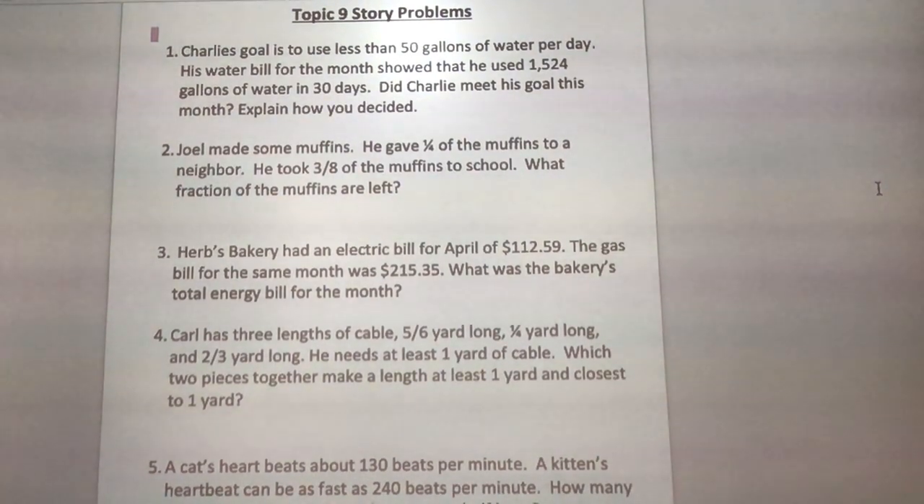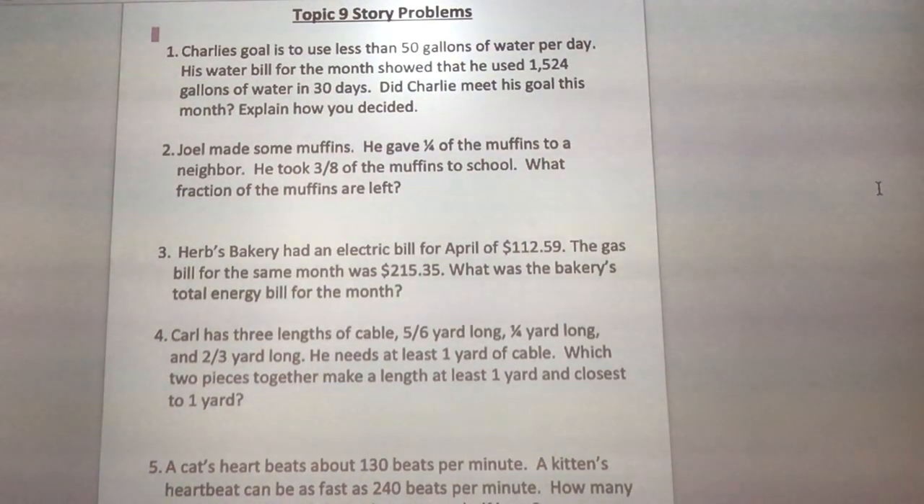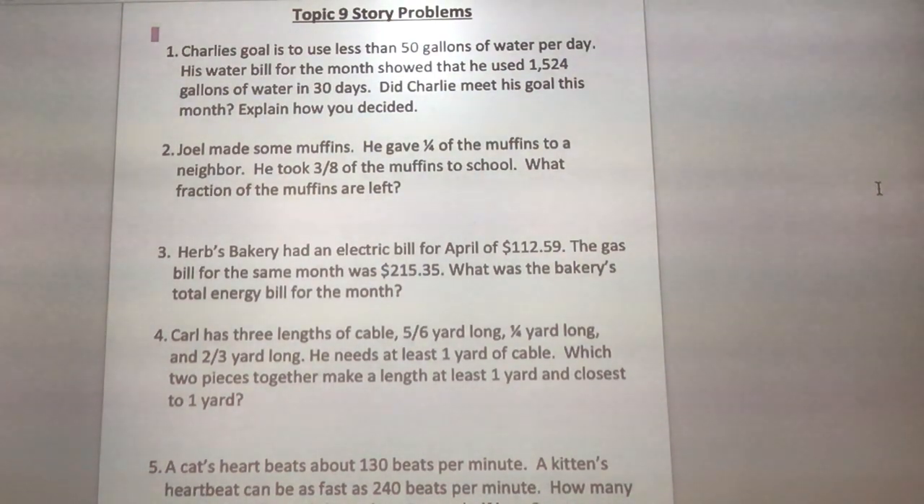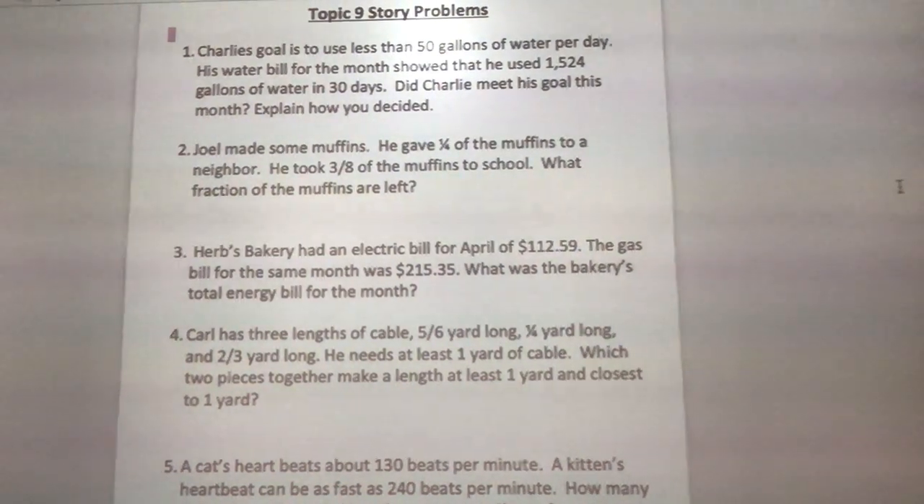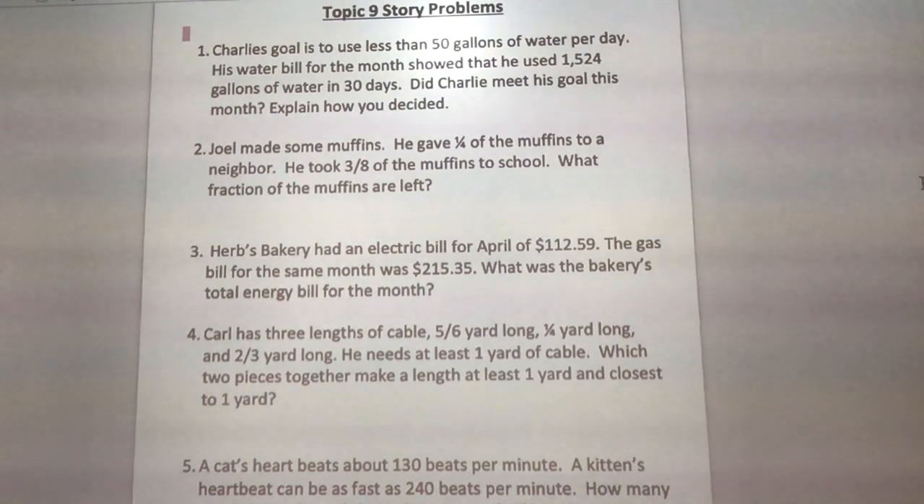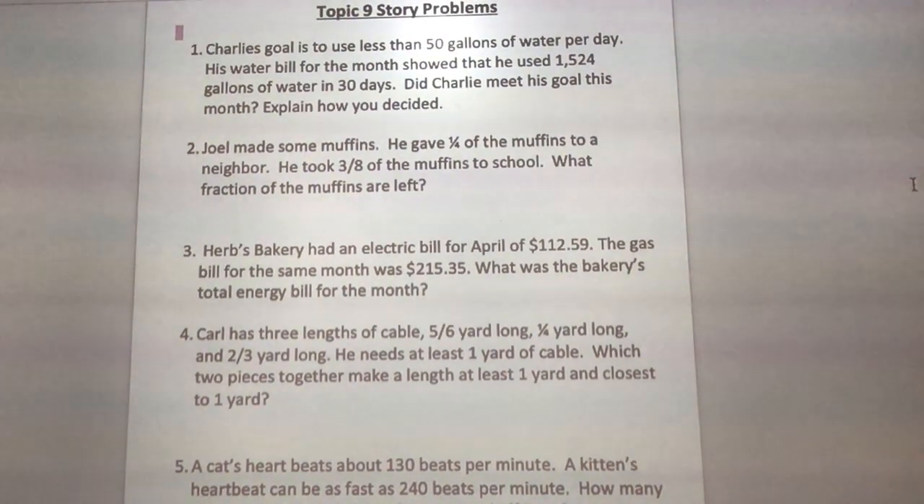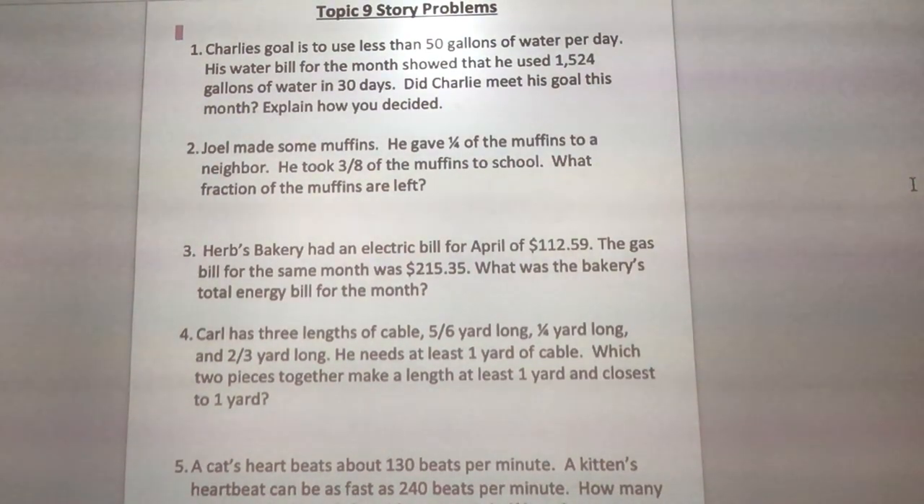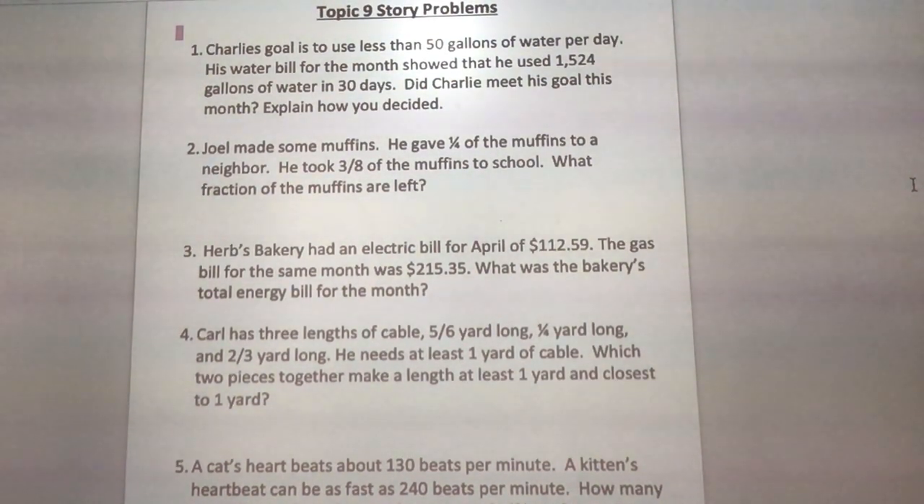I added 215 plus 112. And then I added... Good. So you added your dollar amount first, and then you added your cents. And then I put them together. And then you put those together. That's fine. I feel like that might be a little bit harder, but that's fine. It still gets you the same answer.